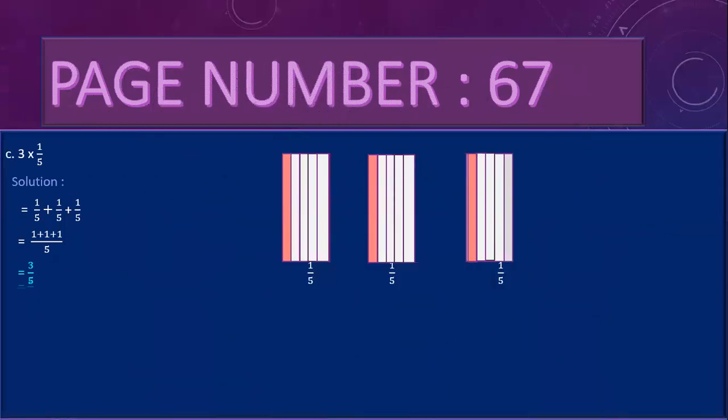Three diagrams are given, and in each diagram, 5 portions are there, and only one portion is colored. 1 by 5, 1 by 5, and 1 by 5. Adding them, 1 by 5 plus 1 by 5 plus 1 by 5, you see that 3 over 5. And also according to the question, when we multiply the fraction 1 over 5 with 3, we get 3 over 5. Both answers are the same.